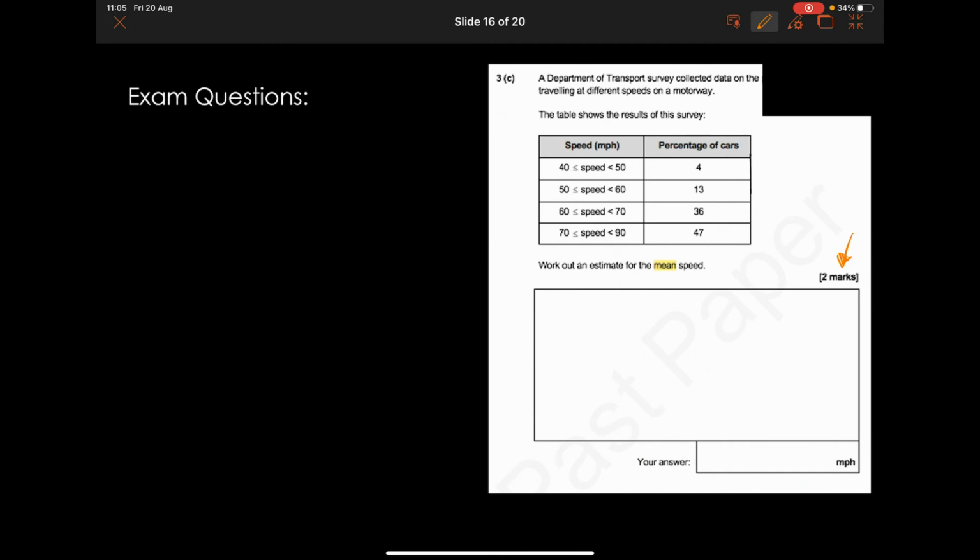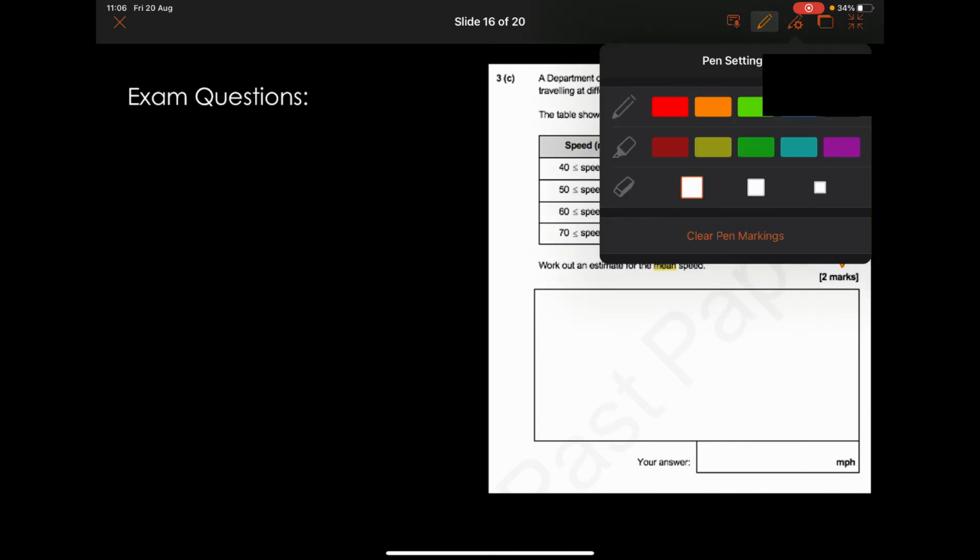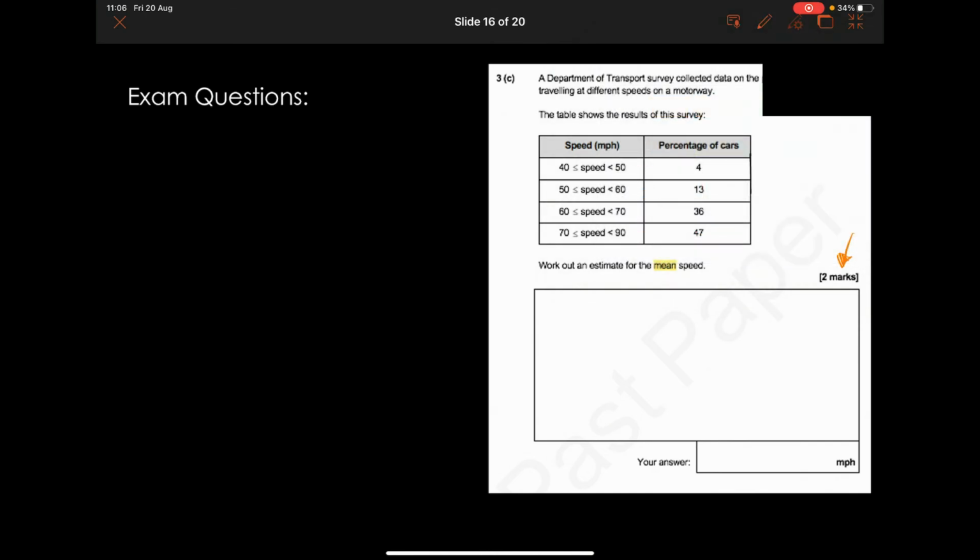So 4% of cars were travelling between 40 and 50, 13% of cars were travelling between 50 and 60, 36% of cars were travelling between 60 and 70, and 47% of cars were travelling between 70 and 90. Work out an estimate for the mean. Well, what we should automatically know from looking at this is that I need a midpoint, okay? Need a midpoint here. So I'm going to take these values between 40 and 50 and I'm going to put a middle value. So between 40 and 50, halfway between is 45.